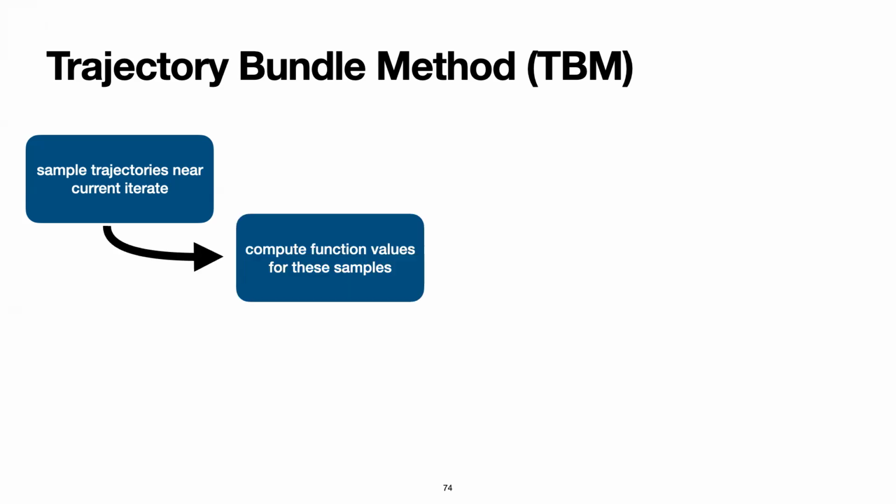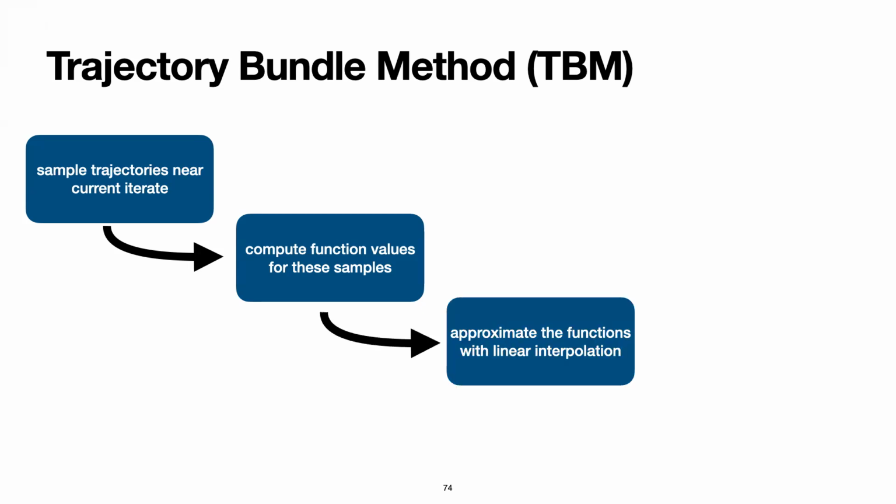Now this leads us to the trajectory bundle method, which is relatively straightforward. The first thing we do is take our current trajectory, or our initial guess, and sample, let's say, m trajectories in the neighborhood near the current iterate. Again, this approximation is more accurate the closer I am, so I sample within some trust region where I want to evaluate my step. Then I compute the function values for all these samples: my cost, constraints, and my simulation, for all m samples.